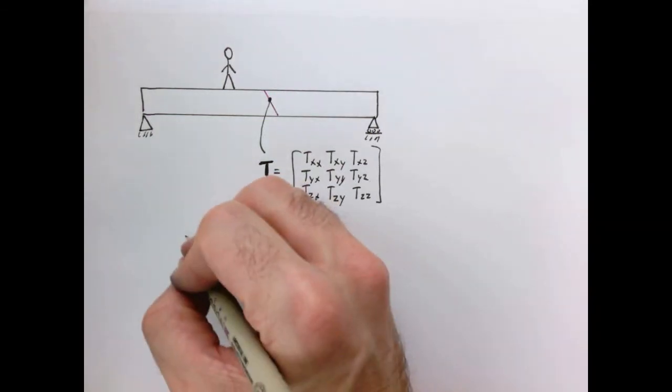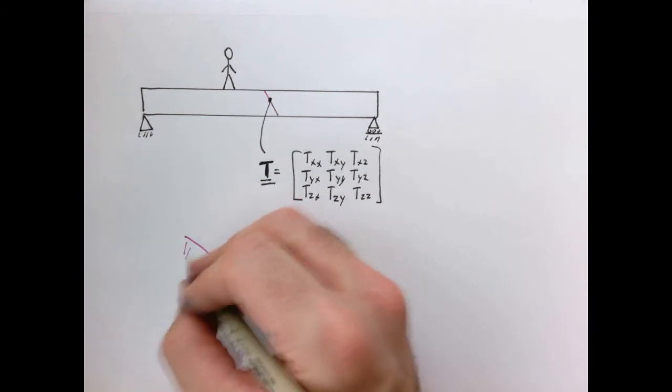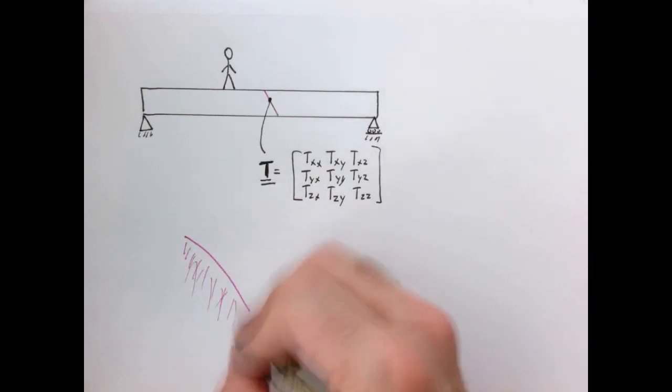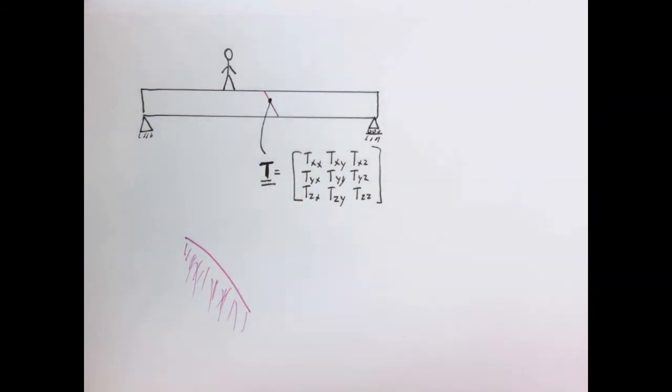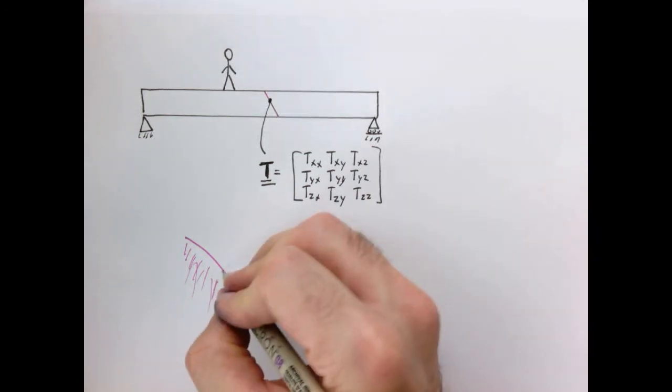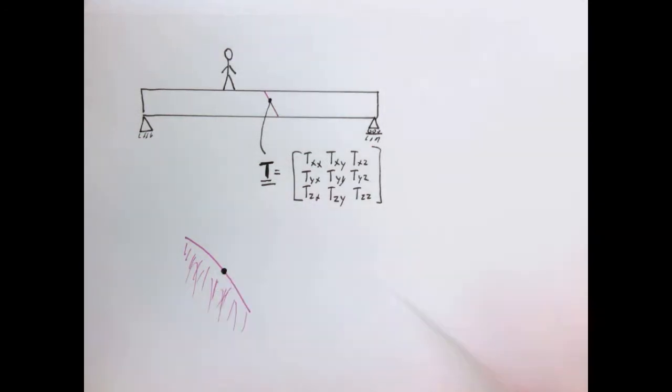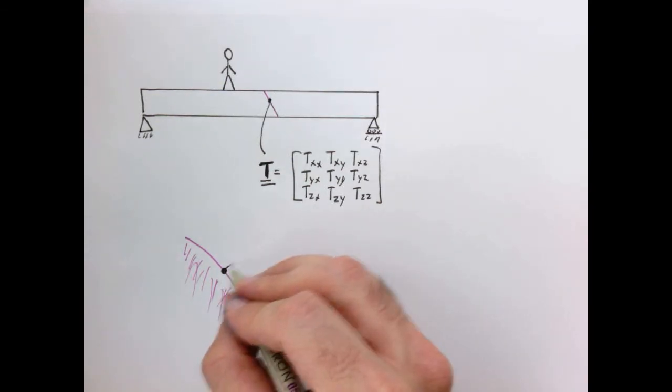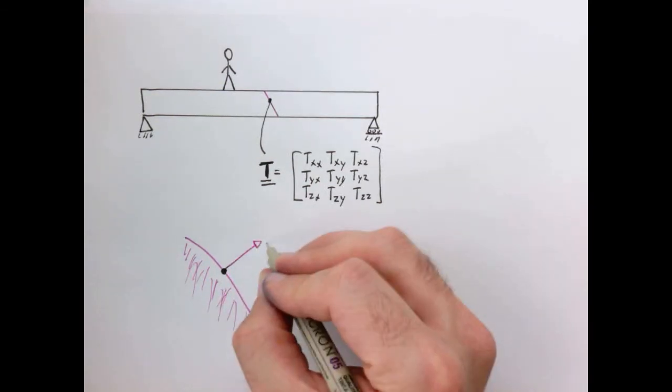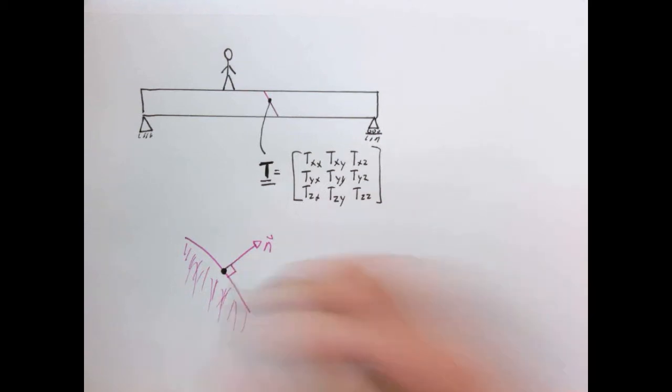So the way we do it is we take our surface, any arbitrary surface. I'm just going to draw it curved here. And here's our point where we know the stress tensor. And so the first thing we do is we draw our normal vector. So we have to know the normal vector. Again, the normal vector points right out of that surface at 90 degrees.